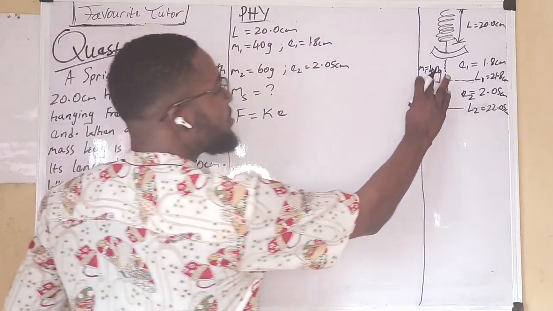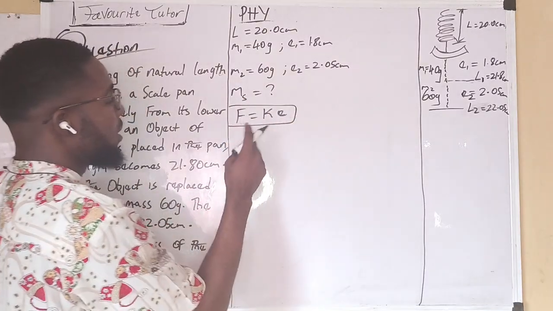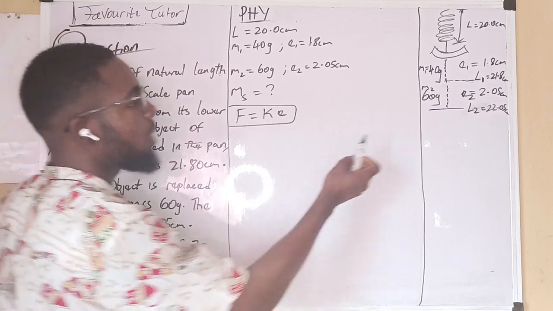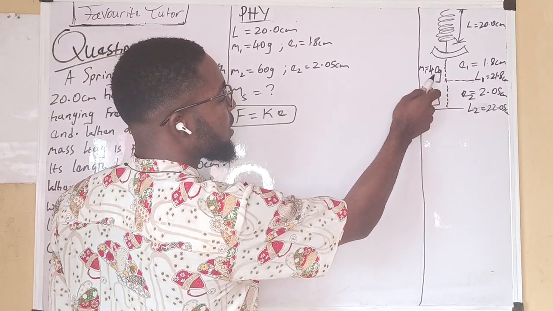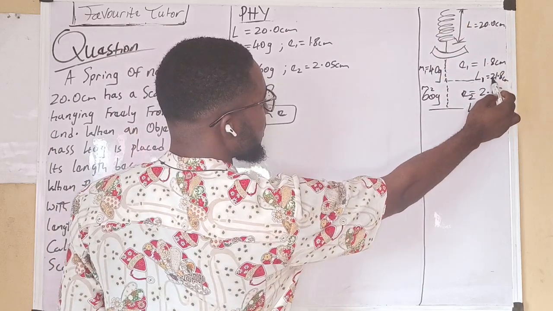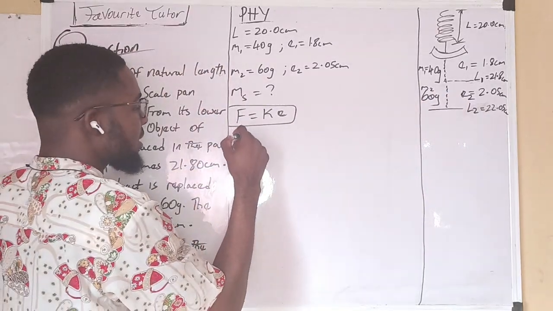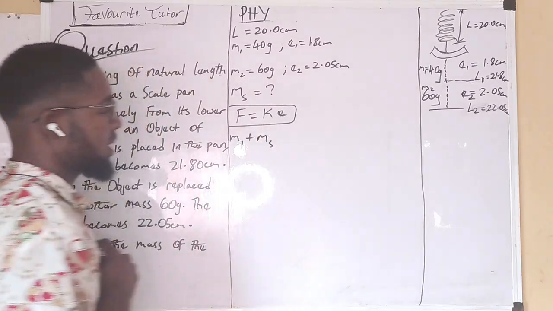We know that when we add mass, this equation we are going to replace with mass and extension. So when we add the mass of 40 gram to the spring, it drops and produces a new length. So right here is going to be mass 1 plus the mass of the scale pan.